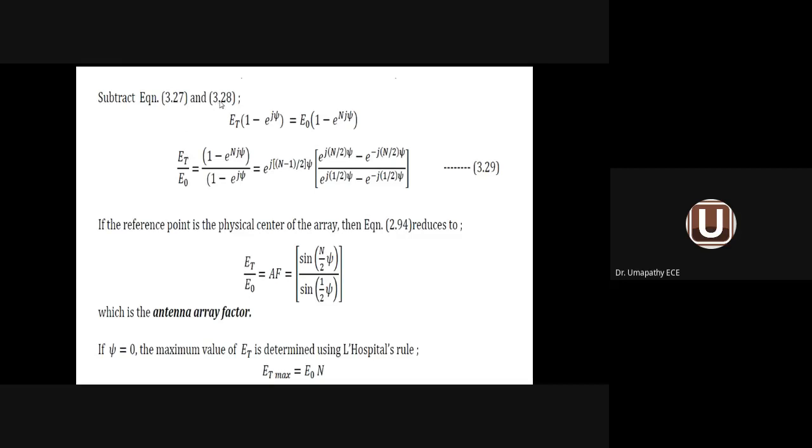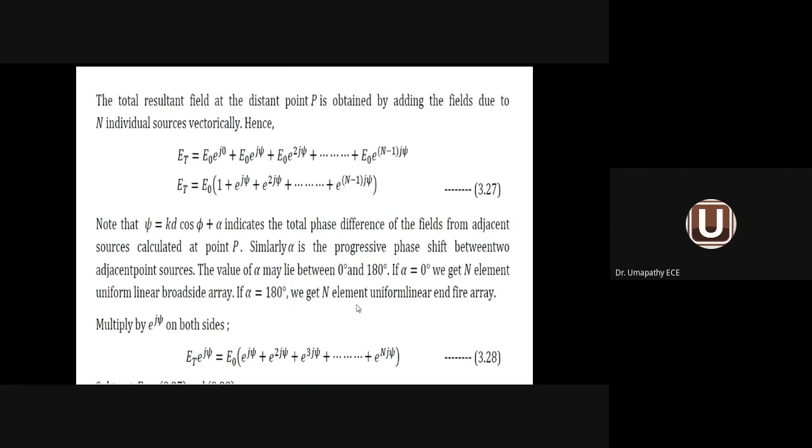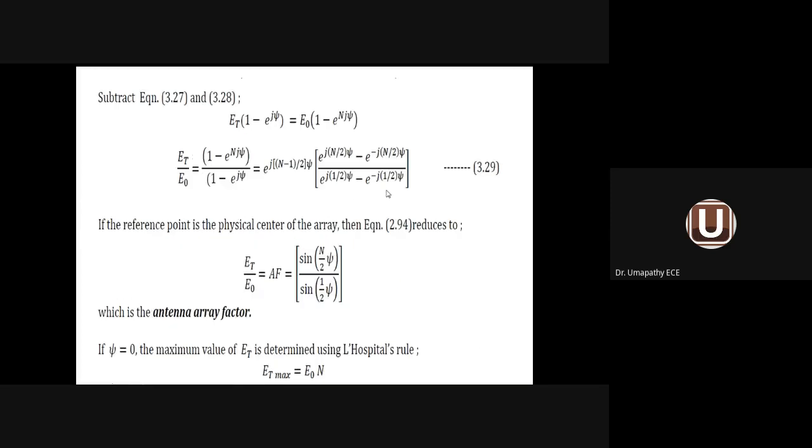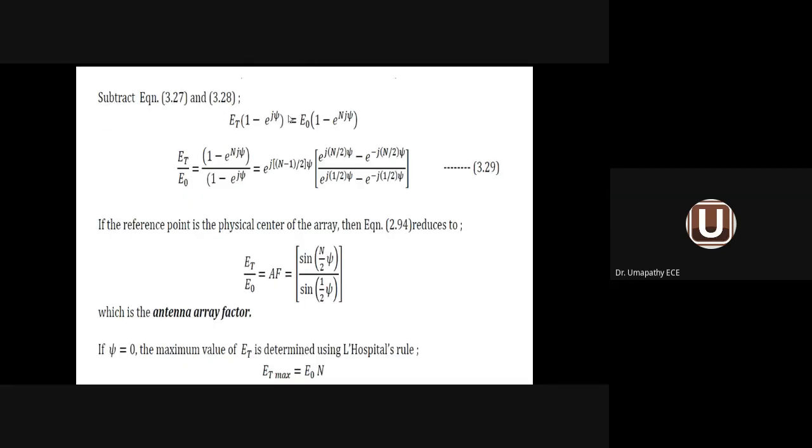Subtracting the equations: I'm subtracting the third equation from the second equation. I will get ET (1 minus e power j psi) equals E naught (1 minus e power j n psi). The other terms will get cancelled. See, the similar terms will cancel: e power j 2 psi and e power j 2 psi cancel each other, e power j psi and e power j psi cancel each other. So we get a simplified expression: ET (1 minus e power j psi) equals E naught (1 minus e power j n psi).